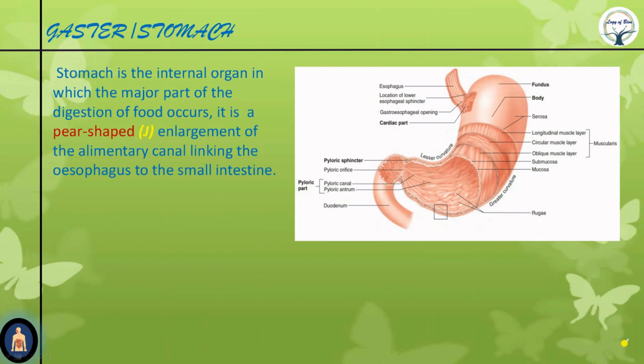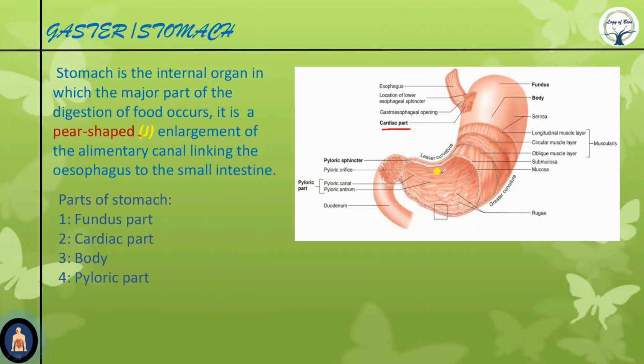Now gaster or stomach. Stomach is also known as gaster. And stomach is a J-shaped organ, remember J-shaped, which is used for digestion, and it has mainly four parts. This one, the top part, is the fundus or fundic part. This is generally filled with gases. Next, this one is the cardiac part. The name suggests that it is located near the heart region, so the name cardiac part.